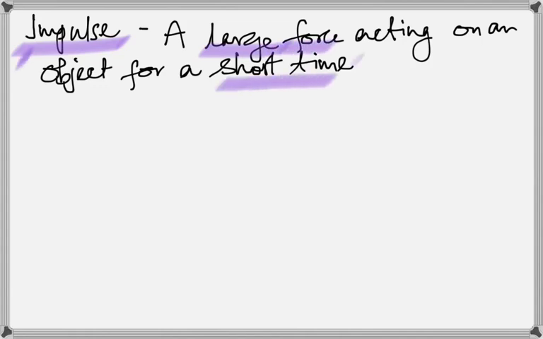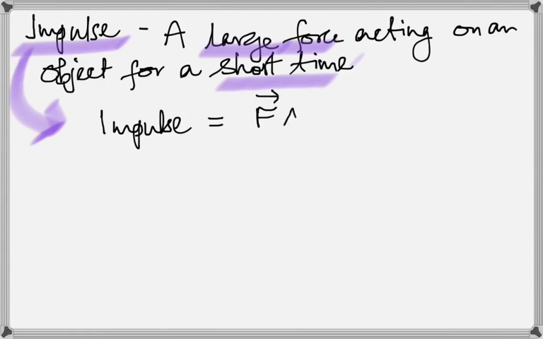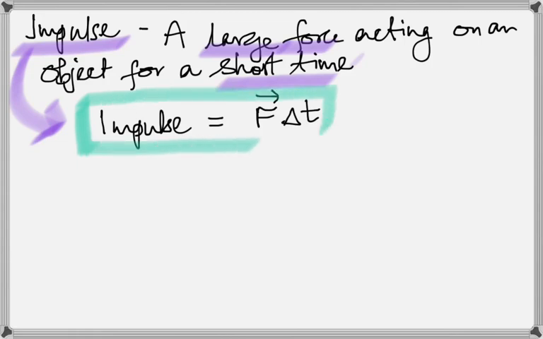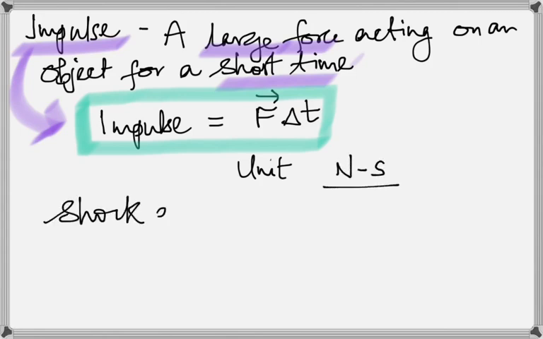And how do you calculate it? I just told you. Impulse is actually the product of the force and the time. Force is a vector. What will be the unit of impulse? Put their units together. What's the unit of force? Newton, and time is in seconds, so the unit is Newton second.